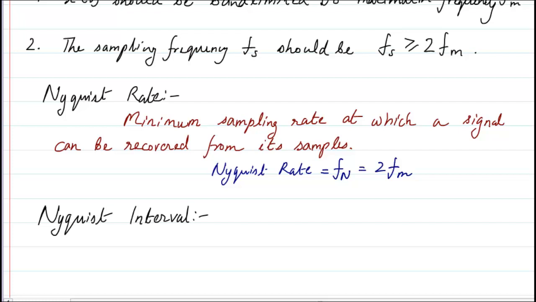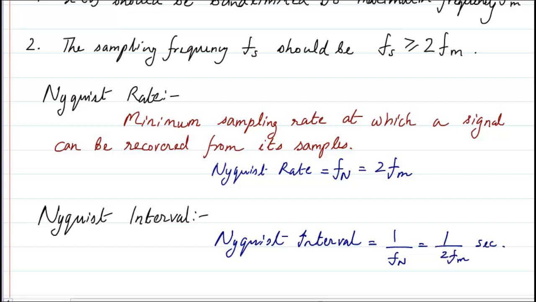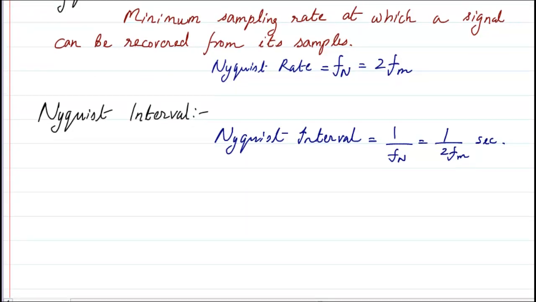And Nyquist interval is basically the reciprocal of the Nyquist rate. Nyquist interval is in terms of time. Nyquist interval is 1 by Fn, which is equal to 1 by 2 Fm. Generally, Nyquist interval is not asked; it is mostly the Nyquist rate that is generally asked.